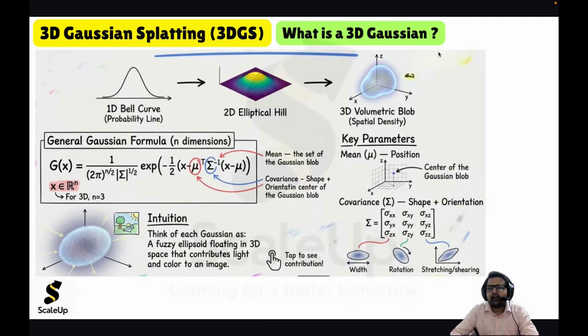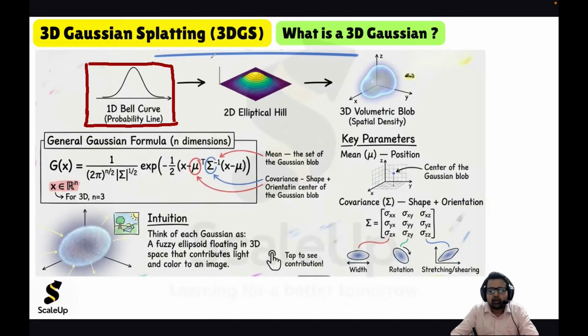So in one-dimensional space, the Gaussian represents a probability distribution over a line. In 1D, the x-axis represents the possible outcomes, and the y-axis, the curve, represents the probability distribution, like the probability of getting that outcome. And the Gaussian represents the probability distribution over a line.